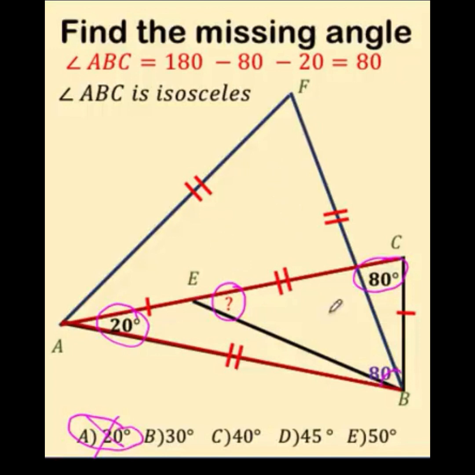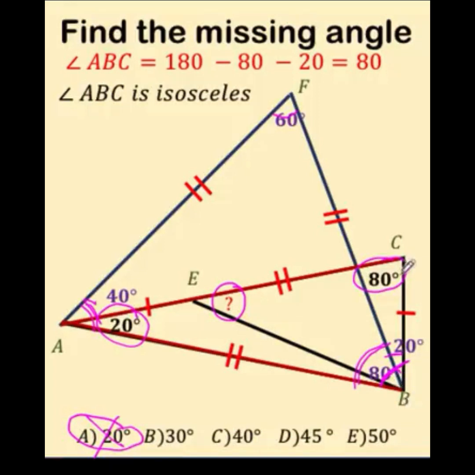Since we have an equilateral triangle, that means the measure of these angles must be 60 degrees each. And since this is already 20, then this angle here must be 60 minus 20 equals 40. The angle here must be 60. And since this angle here must be 60, and it is given that this angle is 80, then this small angle here must be 80 minus 60, which is 20 degrees.